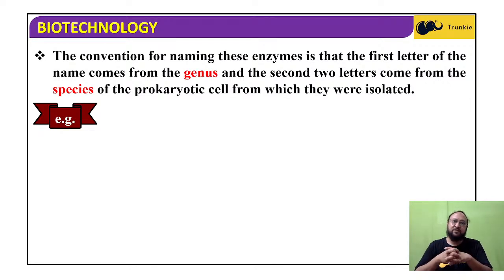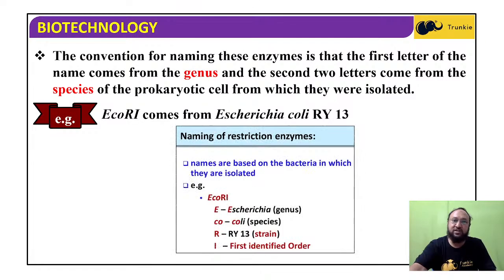The first letter of the name comes from the genus. The second two letters come from the species of the prokaryotic cell from which it was isolated. For EcoRI, we say Escherichia coli. So the first letters are E and co, from Escherichia coli. Eco: Escherichia is the genus, coli is the species, so the names are based on the bacteria.